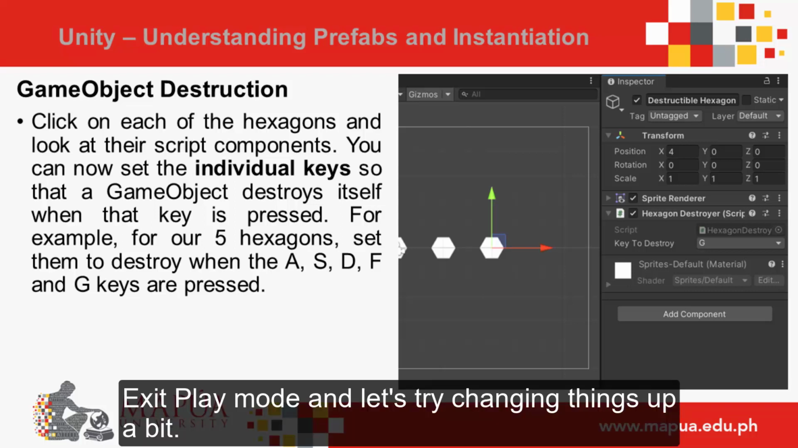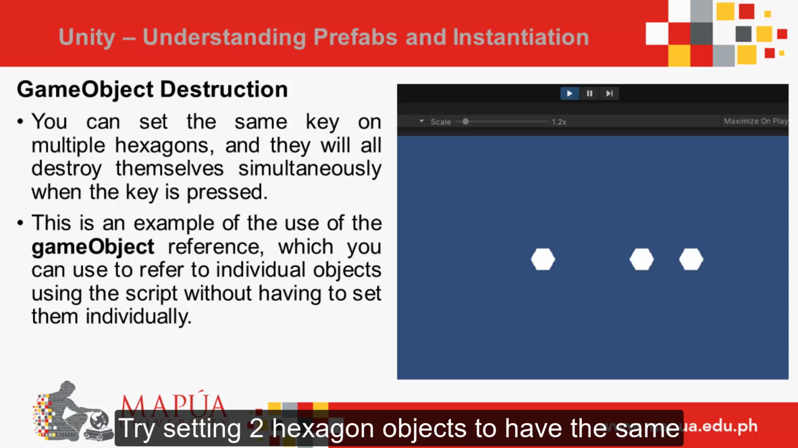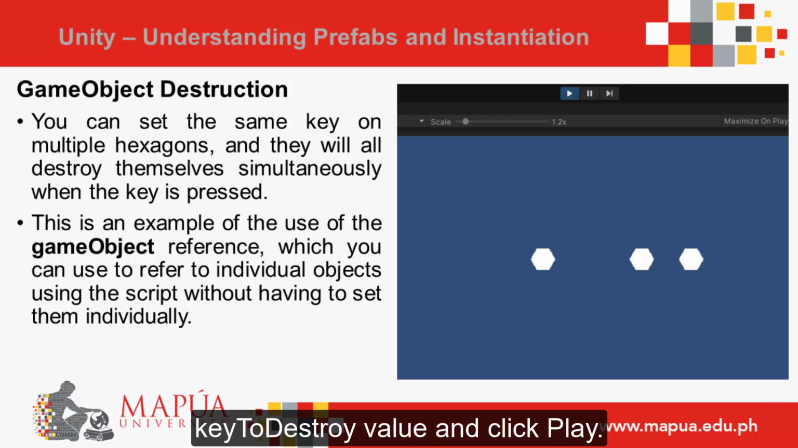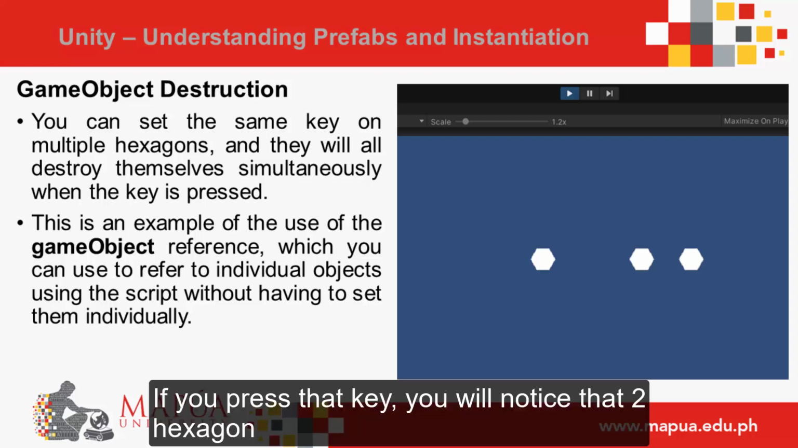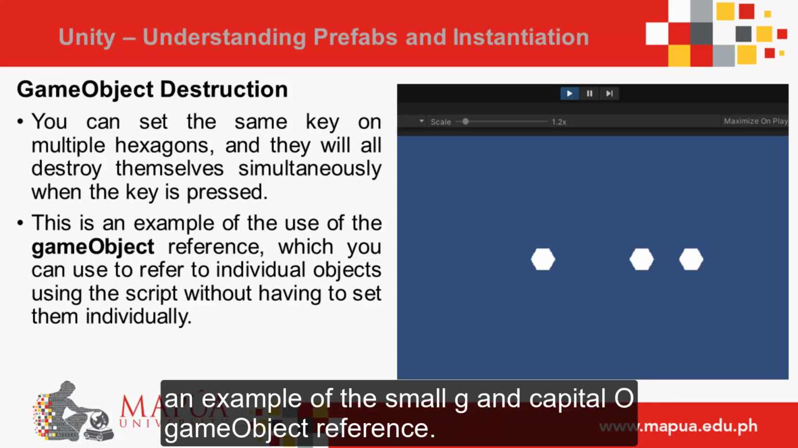Exit play mode and let's try changing things up a bit. Try setting 2 hexagon objects to have the same key to destroy value and click on play. If you press that key, you will notice that 2 hexagon objects were removed from the scene. This is an example of the small g and capital O gameObject reference.